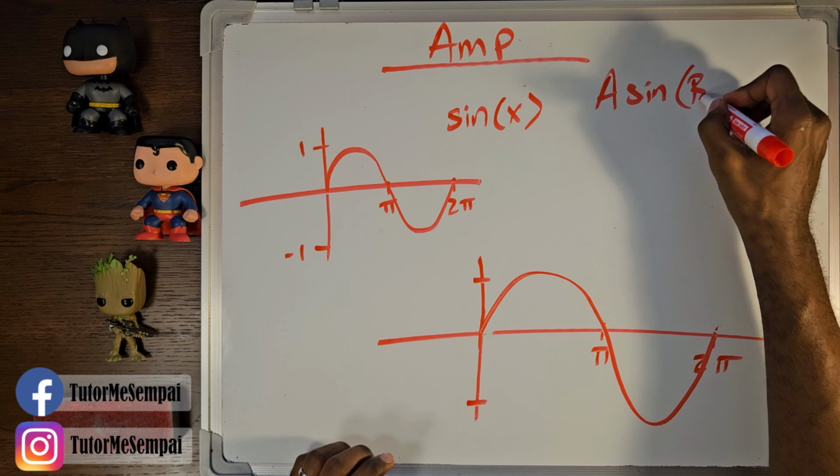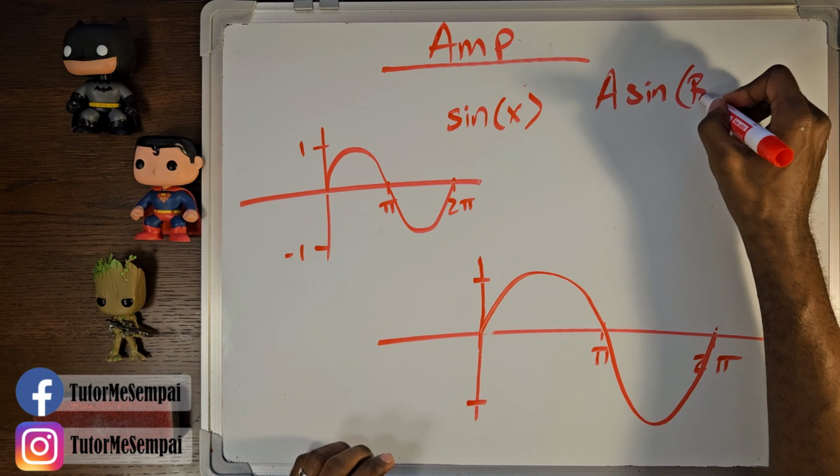We said that this B is going to control both the period and the frequency, which lets us know that period and frequency are somehow related. Well, what are the formulas for period and frequency? Period, I'll just mark it with a P, is going to be 2 pi over the absolute value of whatever this B is.